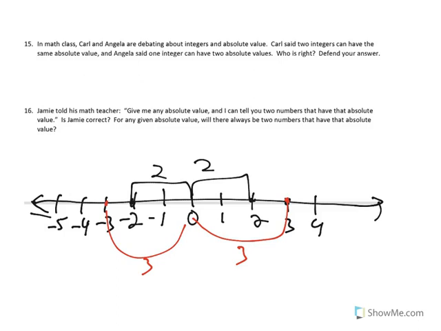So I think it's safe to say that Carl is correct, because if we're saying two integers can have the same absolute value, we've just proven that with the negative 3 and the positive 3. But one integer cannot have two absolute values. It's more like one absolute value can represent two integers. I think she's talking about it backwards. Okay, so now we got the fun part of explaining it. We have to defend our answer. So we already know Carl is right. So now to defend our answer. All right.